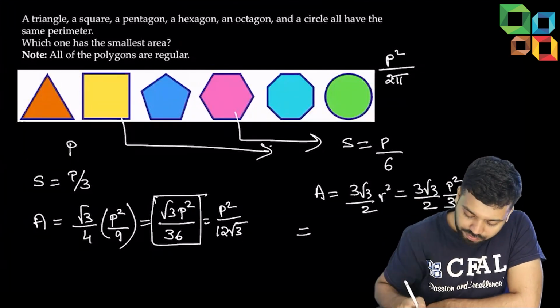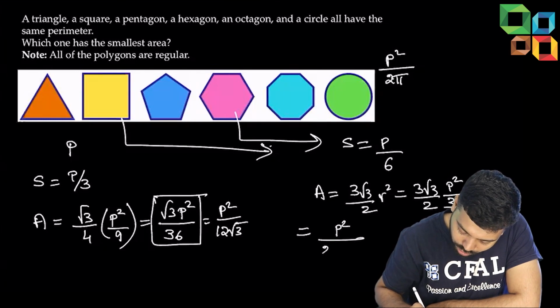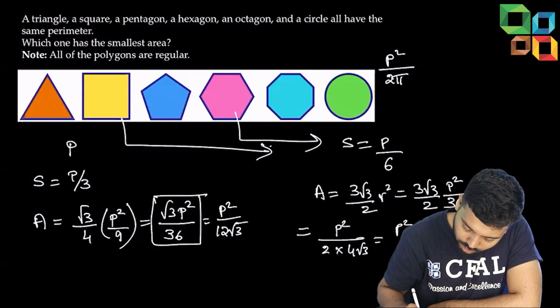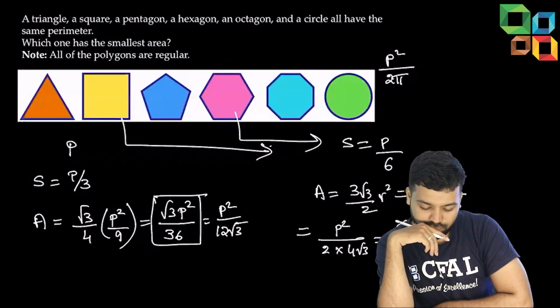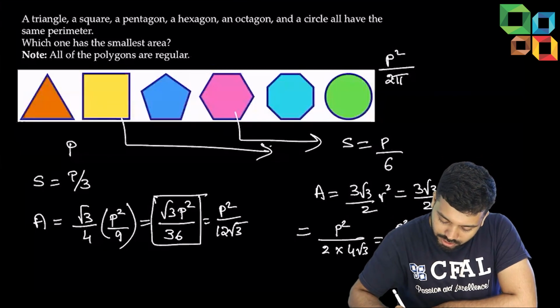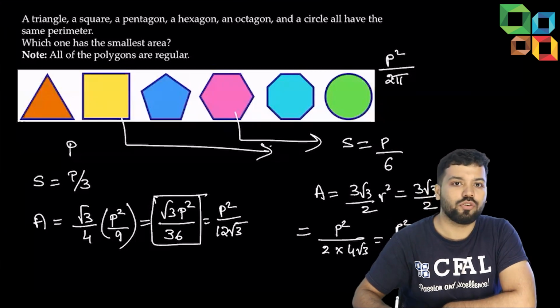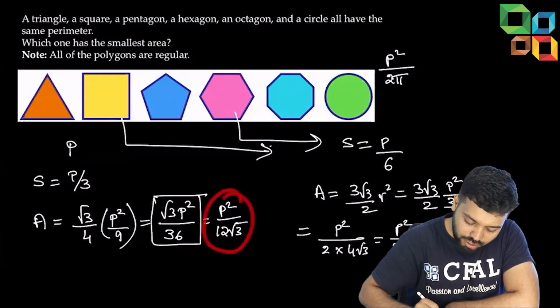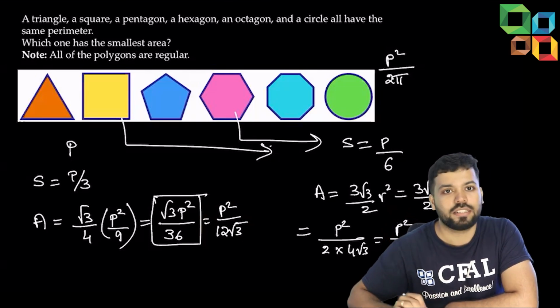So 3 root 3 by 36, we have P square, we have 2 into 4 root 3. P square by, is it correct? P square by 8 root 3? 3 ones are 3, 12s are, we have 3, 4s are, yeah. P square by 8 root 3. Now if you compare it with this one, that of triangle, P square by 8 root 3 is bigger. So we have triangle as the smallest one.